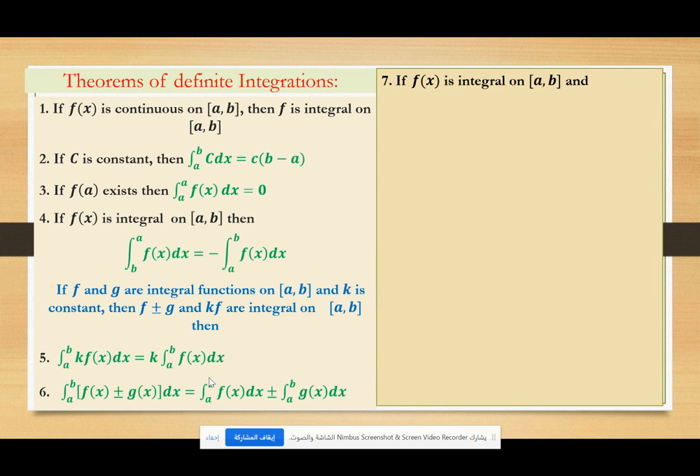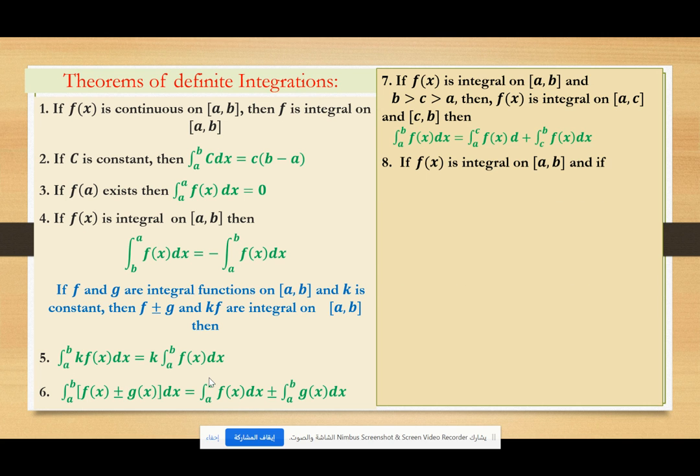Number 7, if f of x is integrable on the closed interval a and b, and c is between a and b, then f of x is integrable on the closed interval a and c, and the closed interval c and b. Then we can write the integration from a to b of f of x dx equals the integration from a till c of f of x dx plus the integration from c to b of f of x dx.